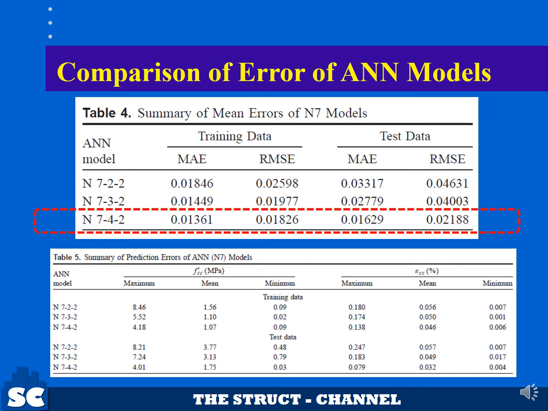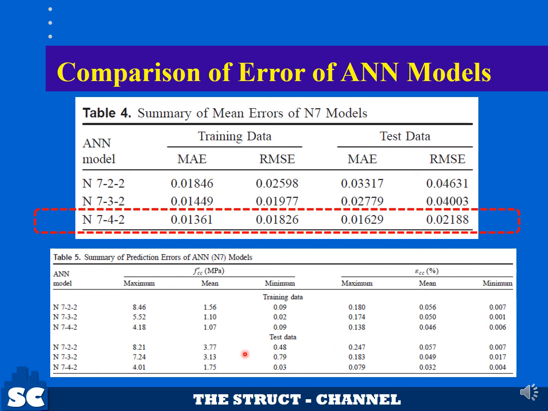This is a comparison of 3 ANN models with varying hidden nodes. The ANN with 4 hidden nodes was found to have the minimum error compared to the others. So the hidden nodes varied from 2, 3, and 4, and at n equal to 4, the modeling was stopped and the final model is decided to be the N742 model.